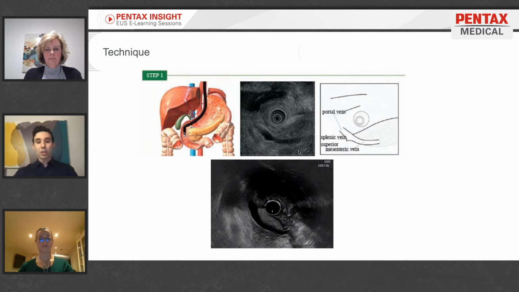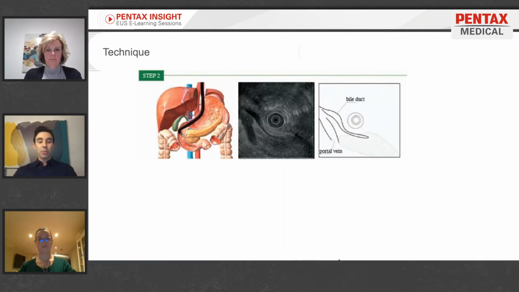but ultimately we get the same image. So on endoscopic ultrasound, I'll have the pancreatic structures here, and then I'll have a large black portal vein there. And so then I know I'm in the right setting for examining the structures around the duodenum and the pancreatic head.